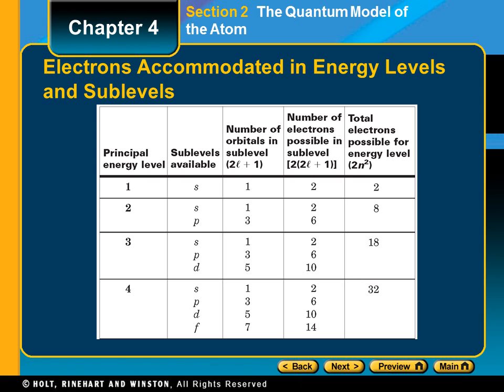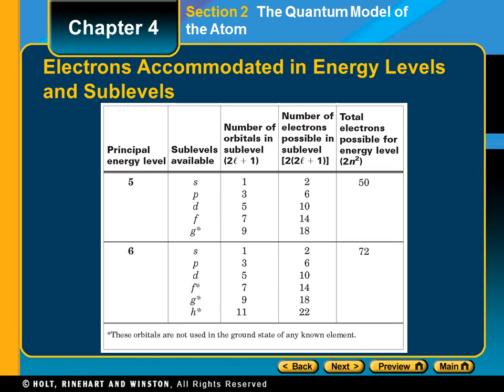And the first energy level only has an s orbital sublevel, and therefore only holds a total of 2 electrons. Well, if you get up to the 4th energy level, that has an s, p, d, and f sublevel. Therefore, 1 orbital in s, 3 in p, 5 in d, 7 in f. Each one of those holds 2 electrons per orbital, so 2 for s, 6 for p, 10 for d, 14 for f, and therefore the fourth energy level can hold a total of 32 electrons. This can go on up through 6.